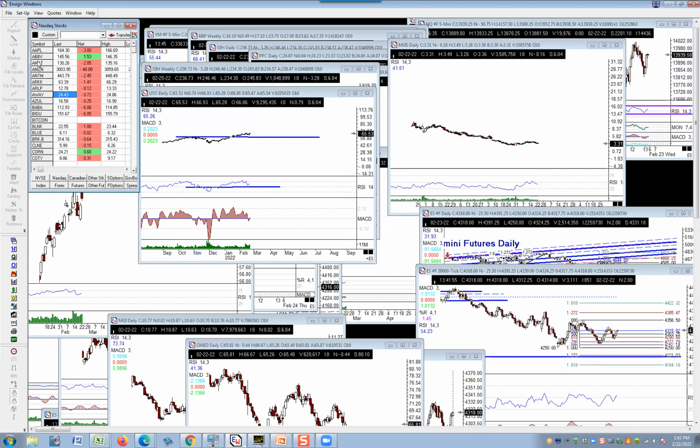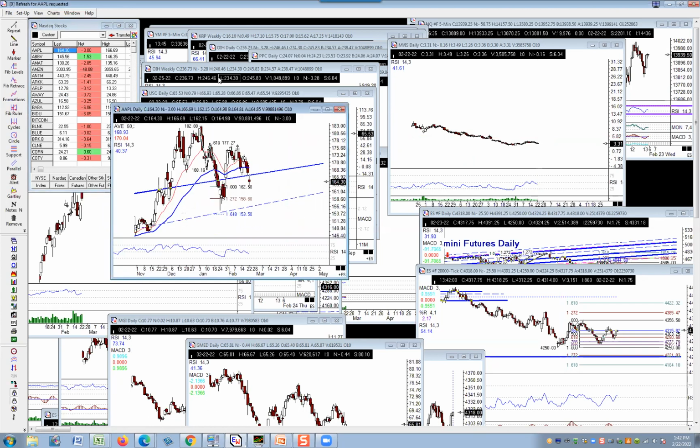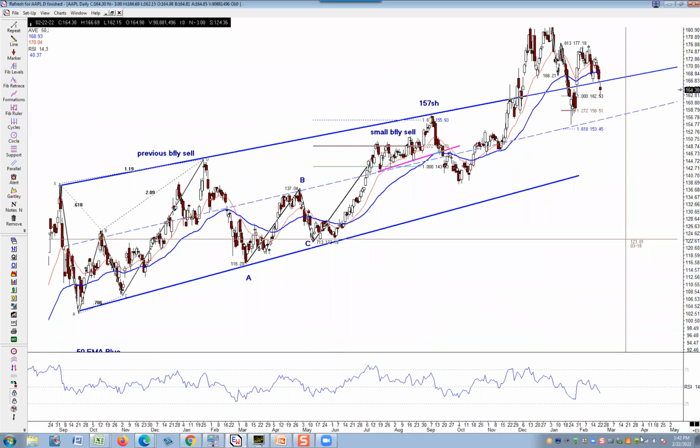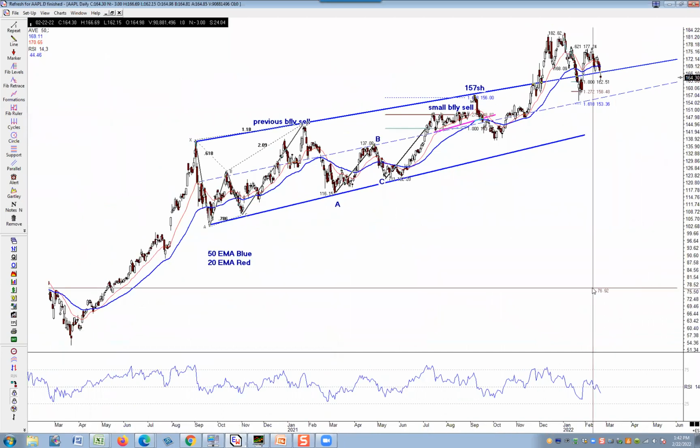That 157 area in Apple, it seemed like 155, 157 seemed to be a pretty good low area. Do you think that will hold up, or what do you think? Let's take a look here.